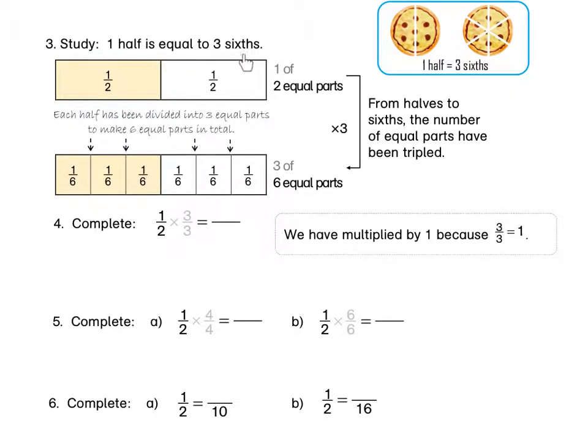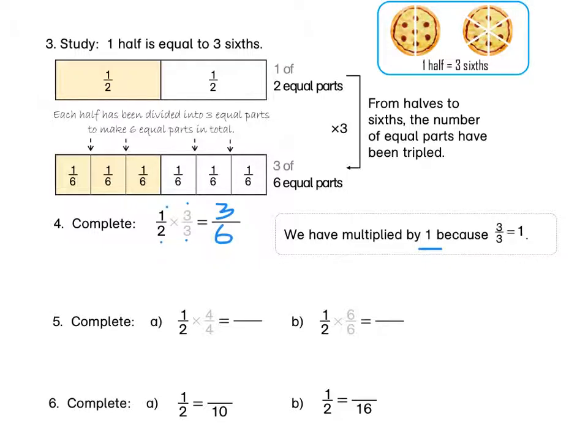1/2 is equal to 3/6. So 1 of 2 equal parts is exactly equal or the same size as 3 of 6 equal parts. Now from halves to sixths, the number of equal parts have been tripled. 1 of 2, both are times by 3 to get 3 of 6. In fraction form, we times the top and the bottom by 3 because it is the same as multiplying by 1. 1 times 3 is 3, and 2 times 3 is 6. So 1/2 is equal to 3/6.